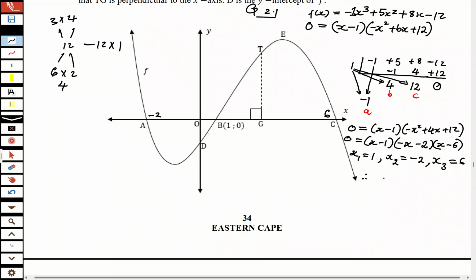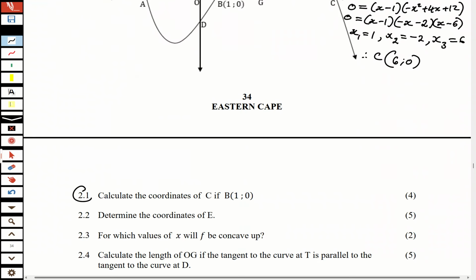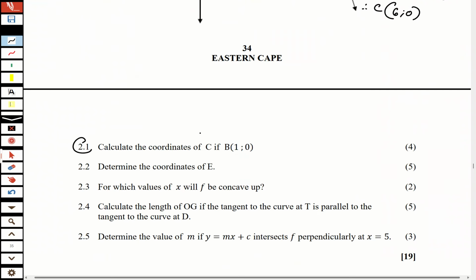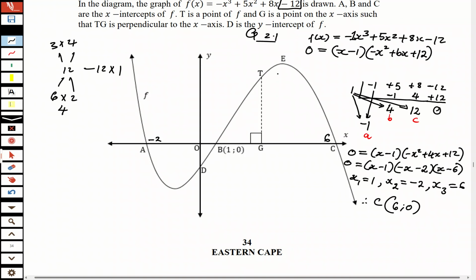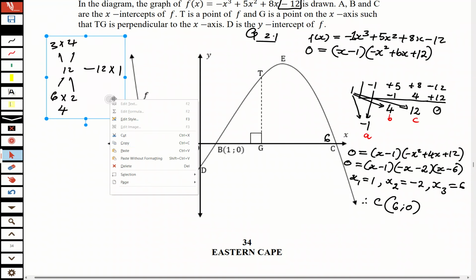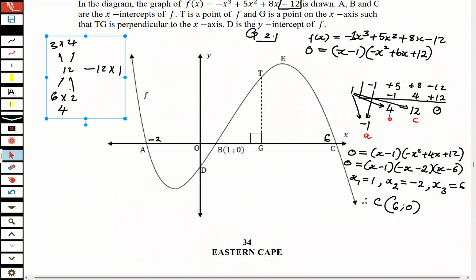So now they needed the coordinate of C, so C is simply 6 and 0. So y is 0 there. Now they say determine the coordinate of E. The coordinate of E, if you have to check, is the turning point. So you have to know what's happening at the turning point. Remember, at the turning point, the gradient is simply 0. So the first derivative is equal to 0.